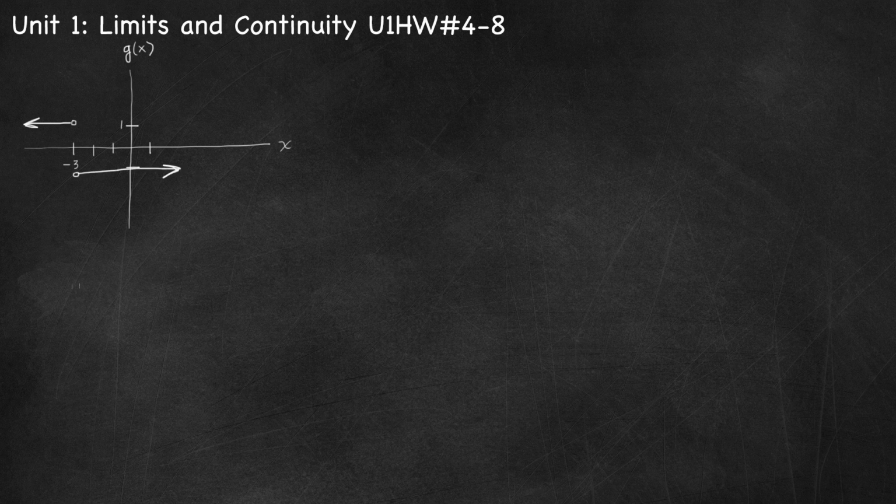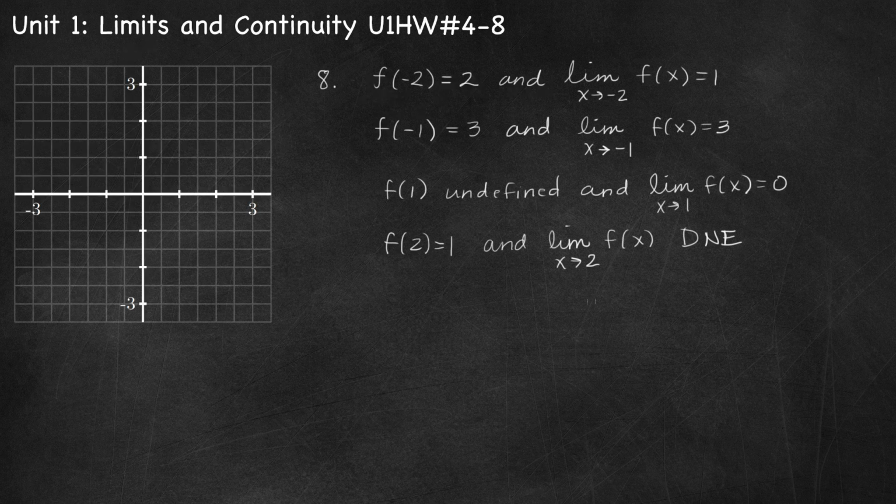And finally, we're asked to write a sentence to explain what we know about the limit of g as x approaches negative 3. So again, we could say the limit as x approaches -3 of the function g of x does not exist.